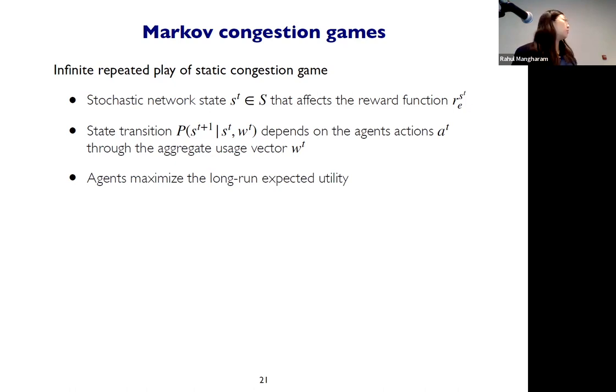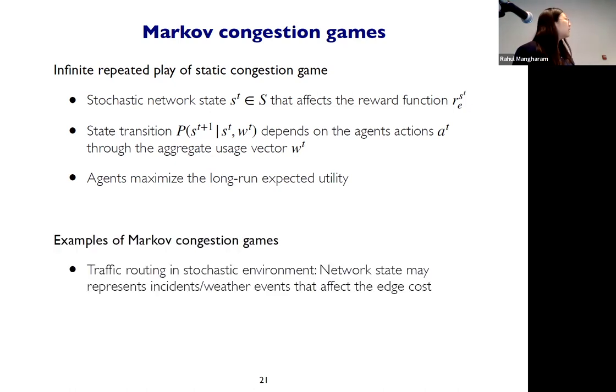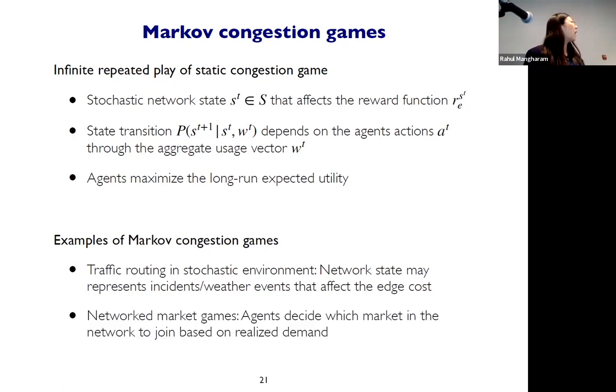And agents are trying to maximize their long-run discounted utility. This could include also traffic routing, but think about multi-round interaction, as well as the changing network state, as well as some of the networked market games, where the market state could evolve based on what has been purchased and what resources have been allocated in the previous round.